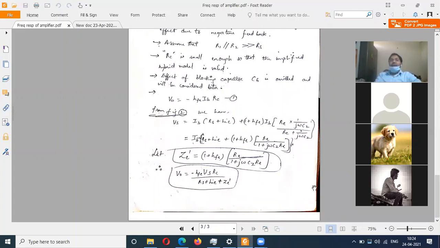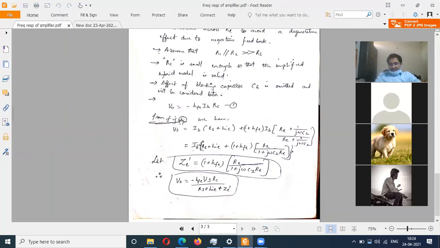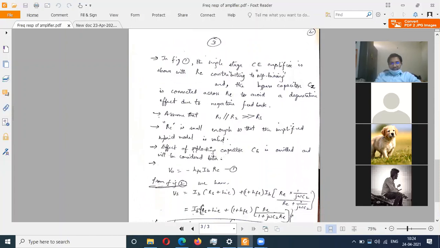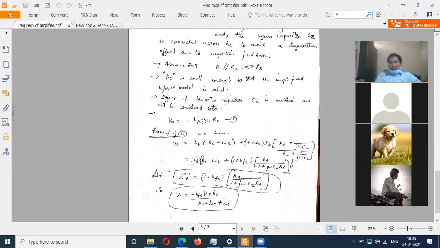That's it. Now here what we can take common: this is also IB, this is also IB, so I will take IB common. Why do I want to take IB common? Because we already obtained V0 in terms of IB. If I get VS also in terms of IB, then I can easily get the voltage gain. So here we got like this.